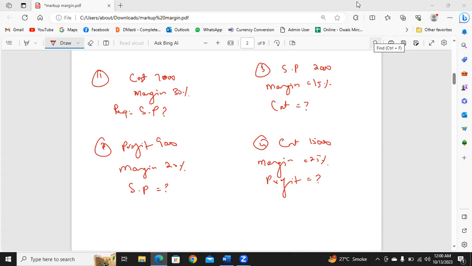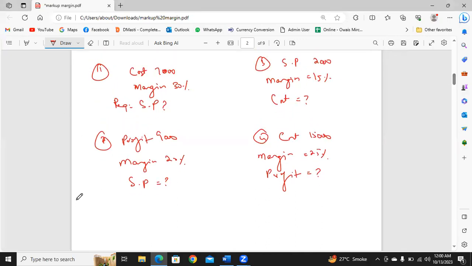So see the first question, the cost is 7,000 and margin is 30%. We have to find out the price. So the approach will be SCP. Margin is 30%, so cost will be 70%, which is 7,000, and selling price is 100%. Now what we have out of these three things? We have 7,000.